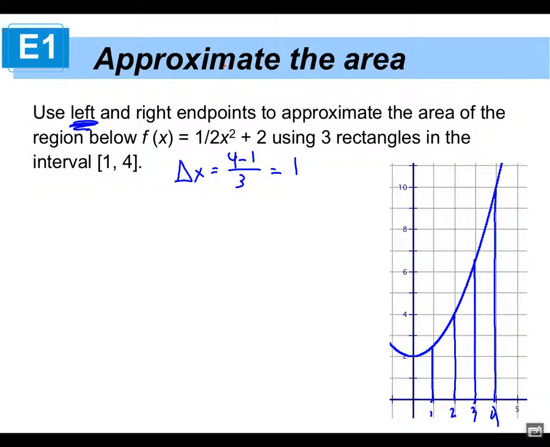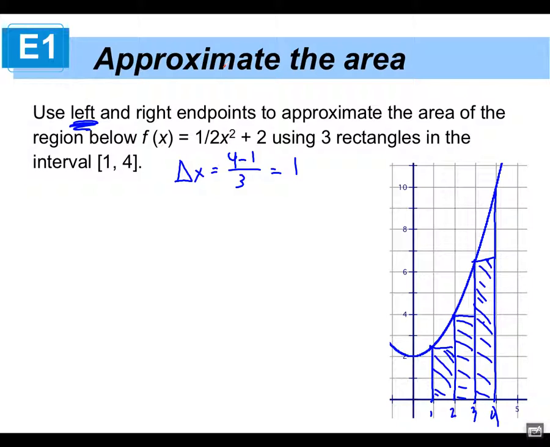Now we're doing left-hand rectangles first. So here's my first rectangle right here. I need to go up the left-hand side. Once I hit the function, I come across. So there's my first rectangle. Second rectangle, going up for 2, hit the function, come across. There's my second rectangle. Up to 3, come across. There's my third rectangle.